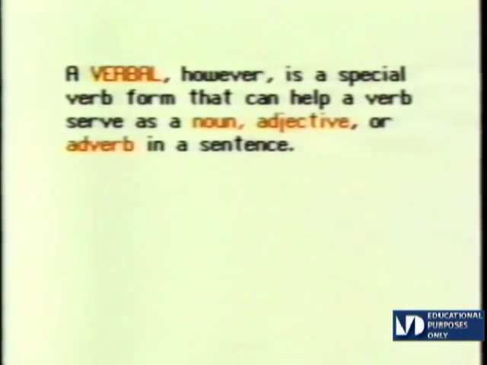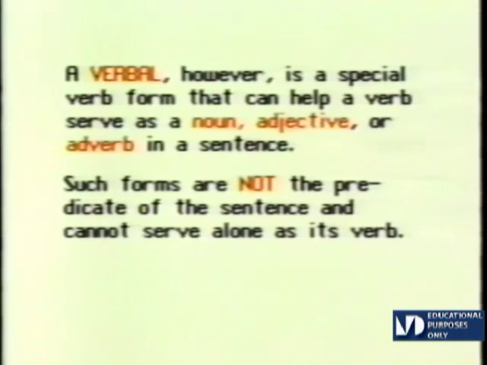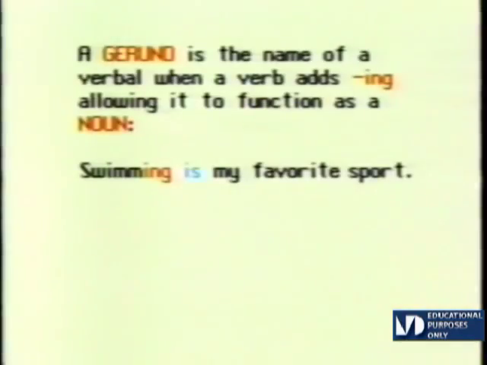A verbal, however, is a special verb form that can help a verb serve as a noun, adjective, or adverb in a sentence. Such forms are not the predicate of the sentence and cannot serve alone as its verb. There are 3 types of verbals: gerunds, infinitives, and participles.